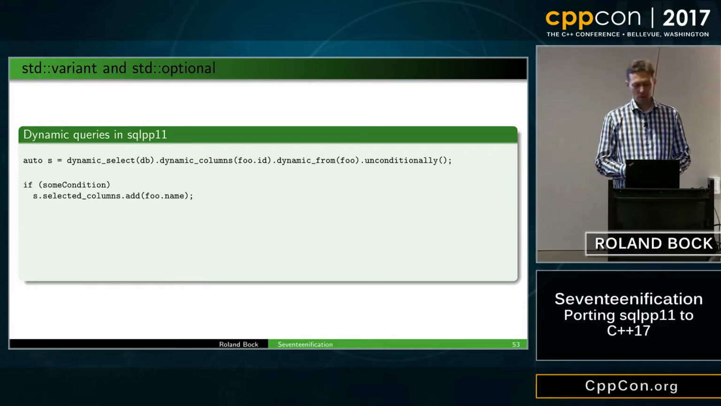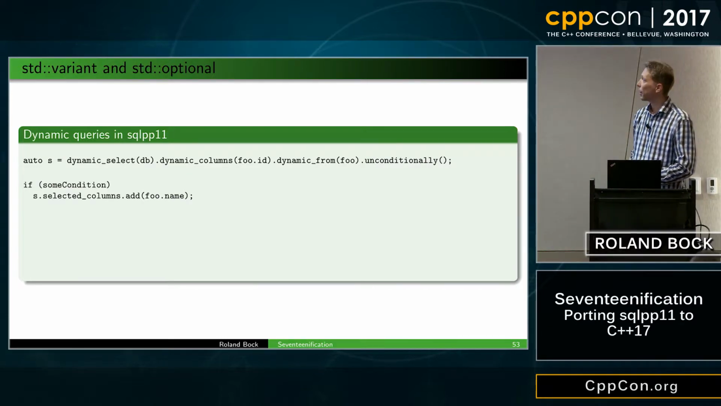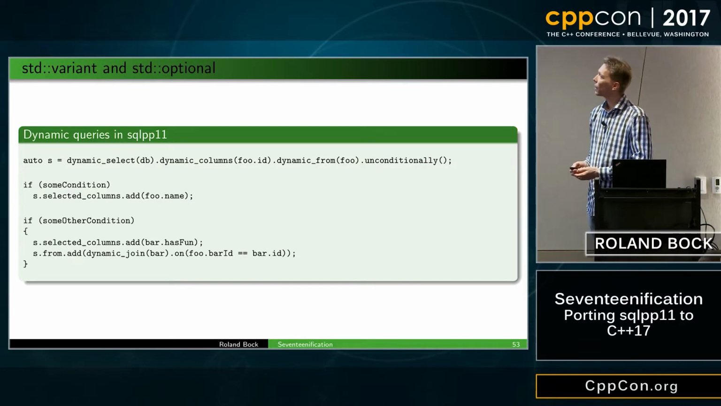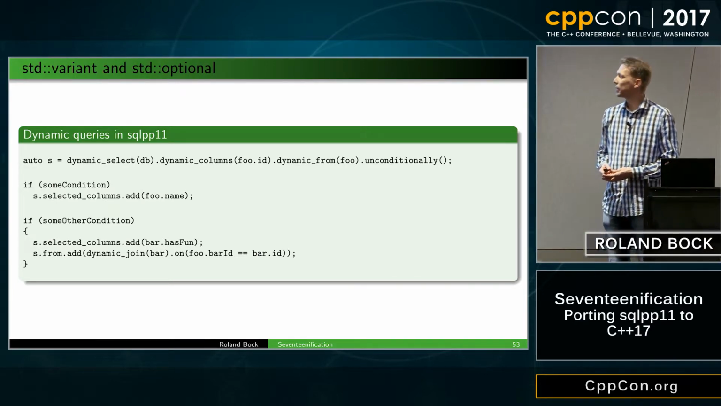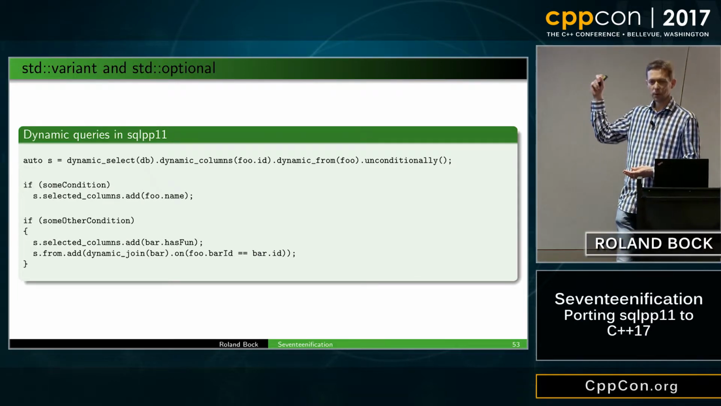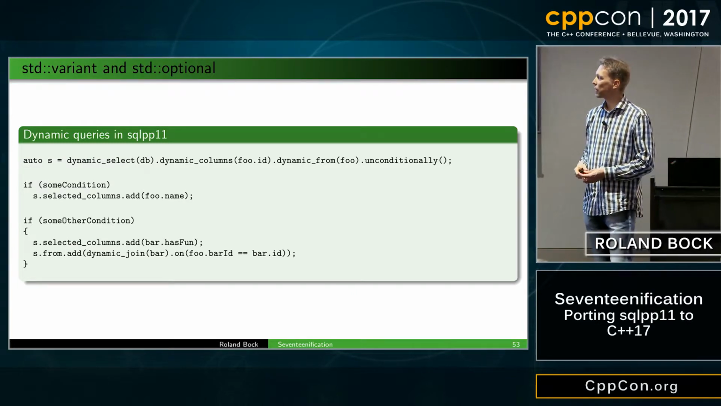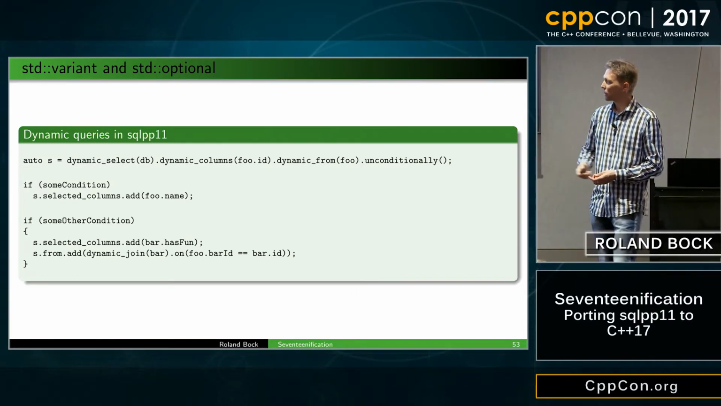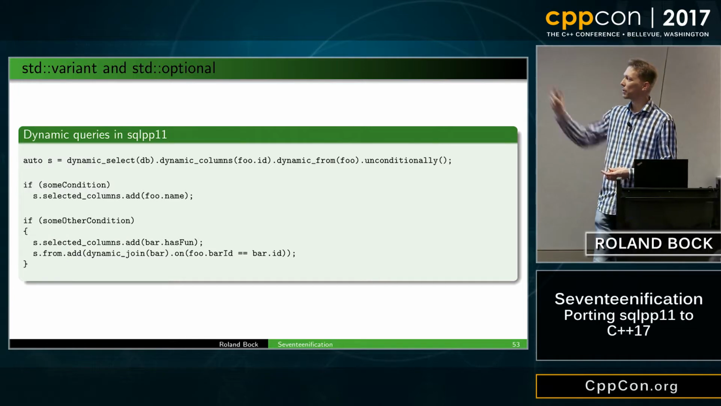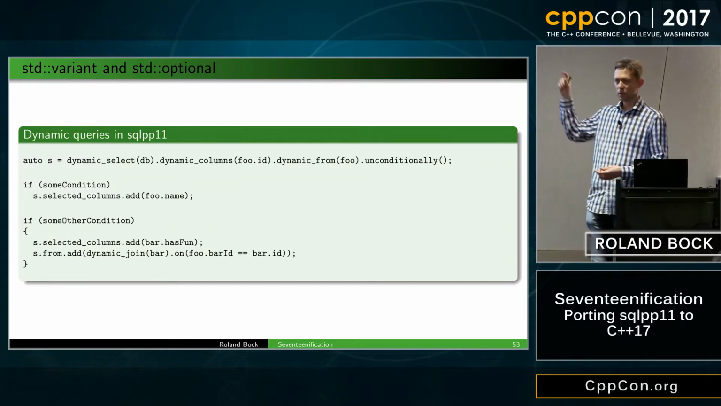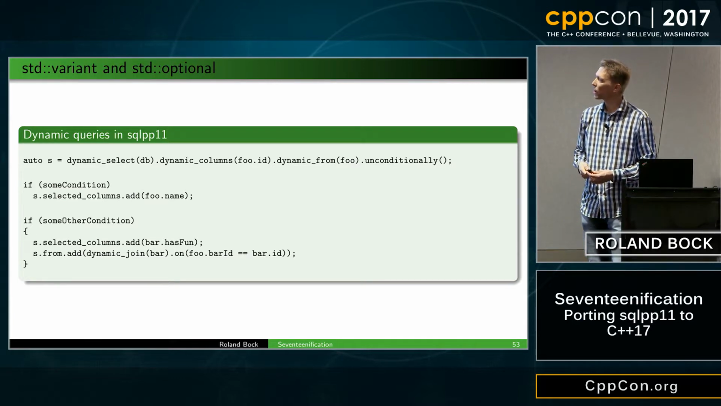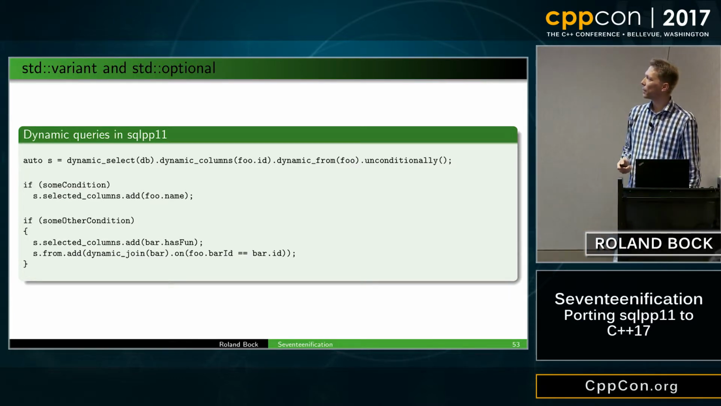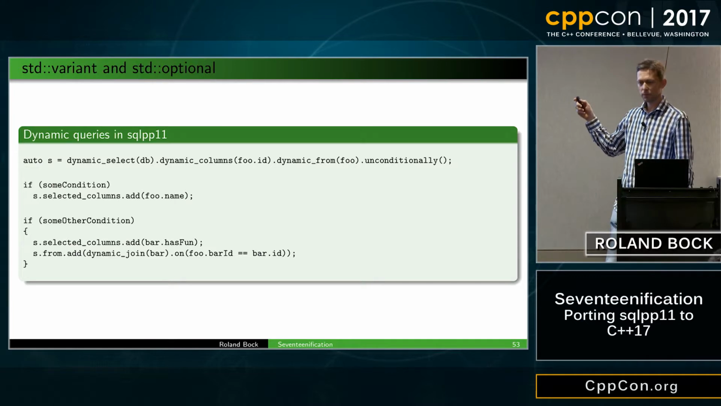Then if there is some condition, we'll say, all right, I'll add another column, and under some other condition, I'll add another column from even a different table than I used before. In that case, I also add a dynamic join. So that's just wording in the library. Basically, you add a join to the from this way, and then the library will take care of that for you.